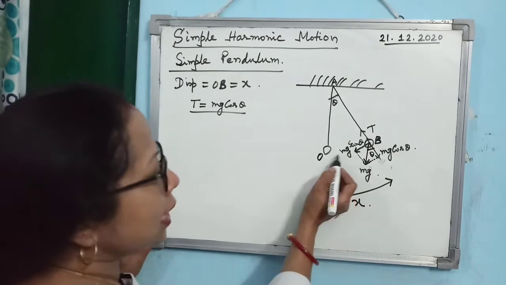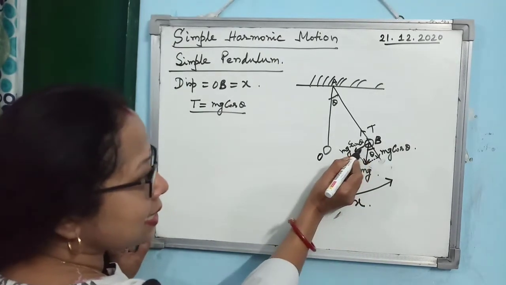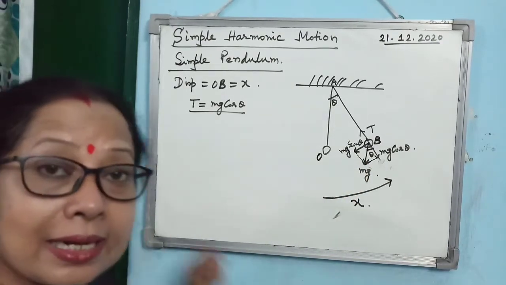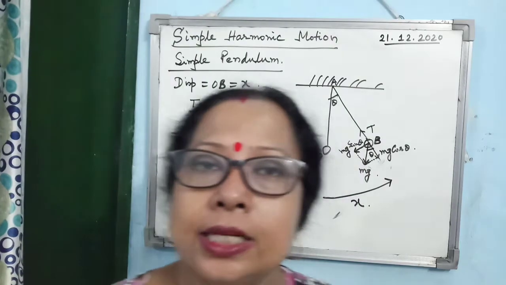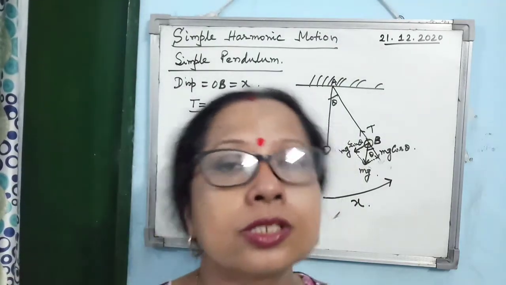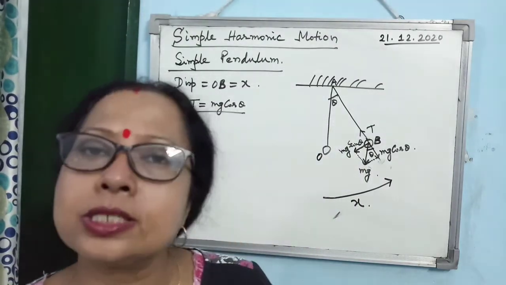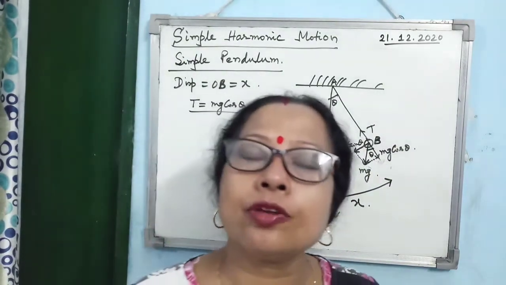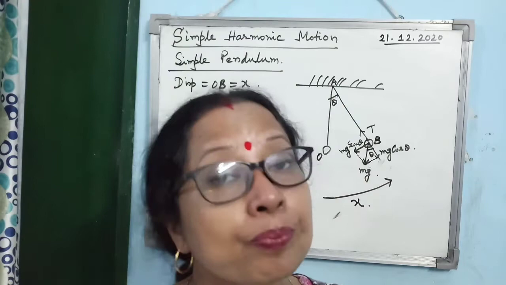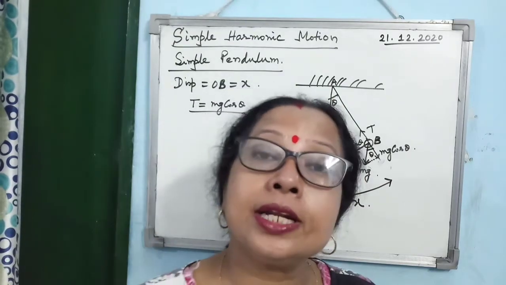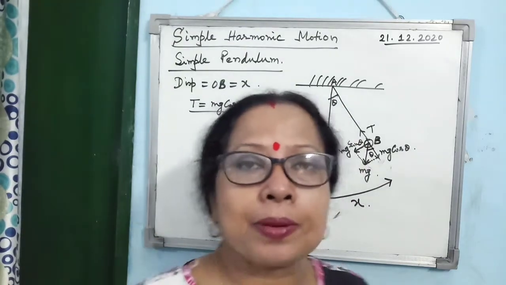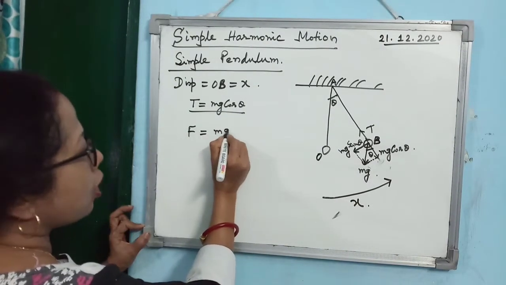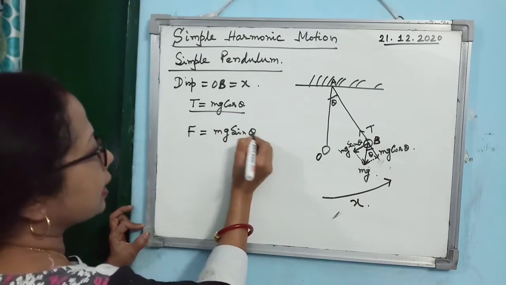And this force, as it is acting towards the mean position, is trying to restore the mean position. So what is the name of the force? Restoring force. And we already studied that in simple harmonic motion, a restoring force always acts on the particle executing SHM when it is displaced from the mean position. So in this case, the restoring force is mg sin theta.